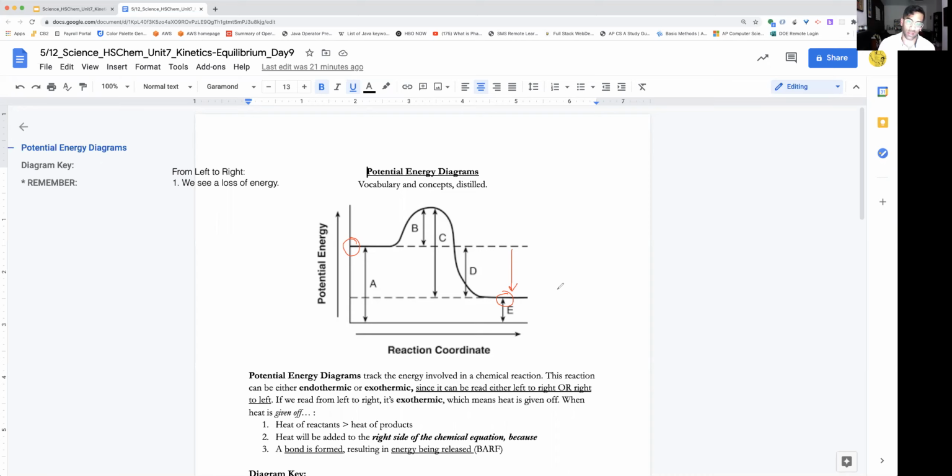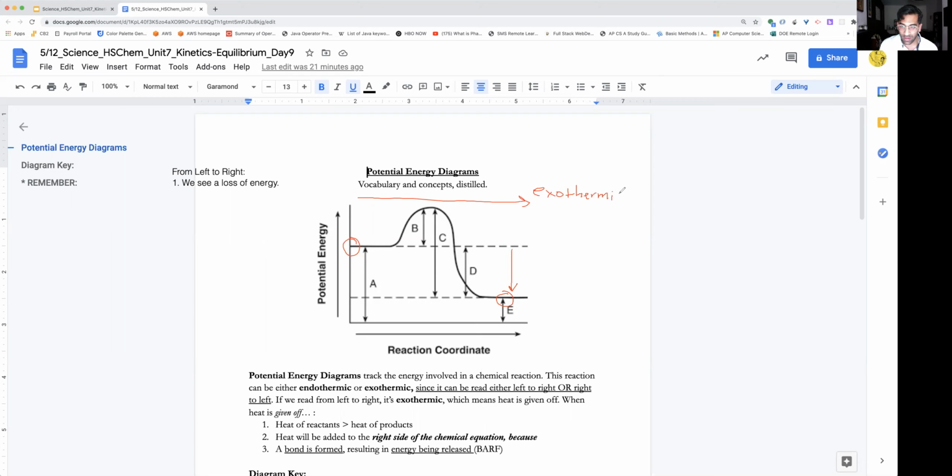We're going to put a name to that change shortly. But we know that from left to right, there's a loss of energy, or energy is being released, okay? And that happens when a bond is formed. You can see at the bottom of my document, I have that listed out. I also have some other terms listed out. But before we get to those, if we read this from left to right, that means it's an exothermic reaction.